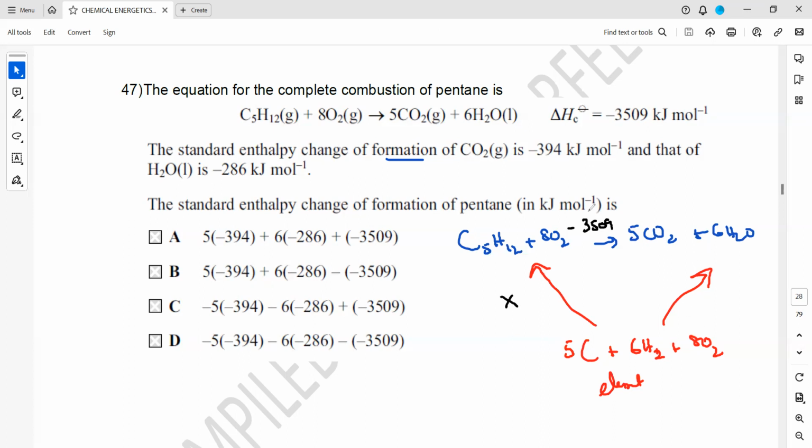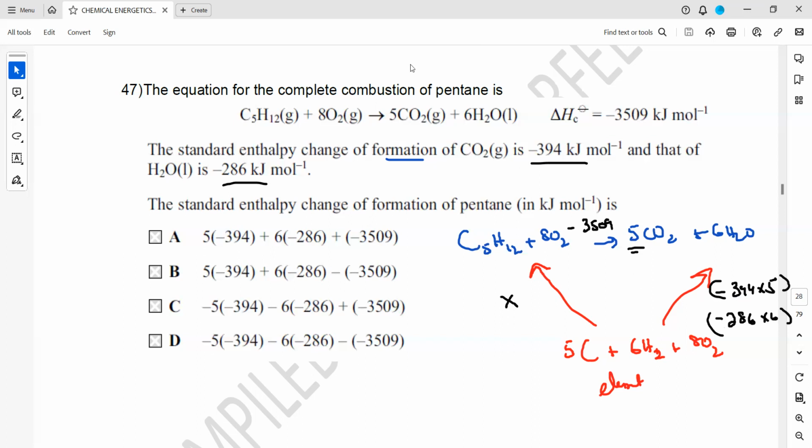And what about the formation of carbon dioxide? The formation of carbon dioxide is minus 394, so minus 394 times 5. Why multiplied by 5? Because 5 carbon dioxide molecules are produced. And this is also the formation of water. How many? Each molecule is minus 286, times 6.